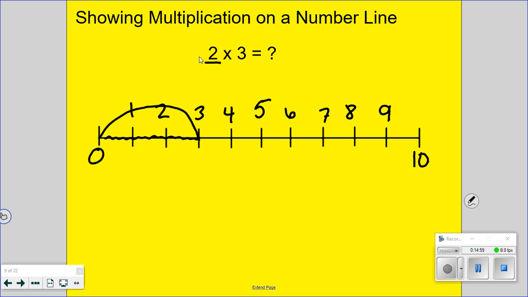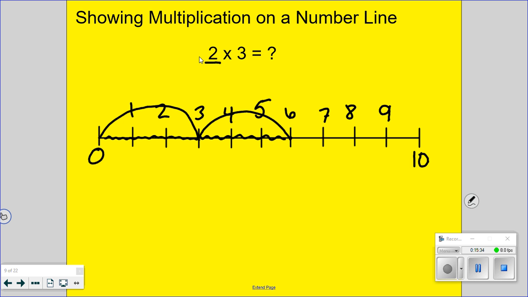Draw one hop that goes 3 numbers on your notebook. You should start at 0 and end at 3. That is one group or one hop of 3. I need 2 hops because I need 2 groups. Now what? You go another 3. I do another jump of 3. You go to 6.